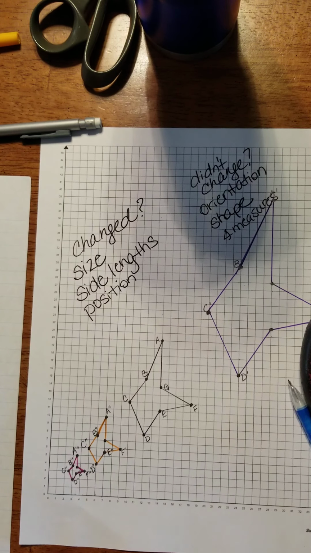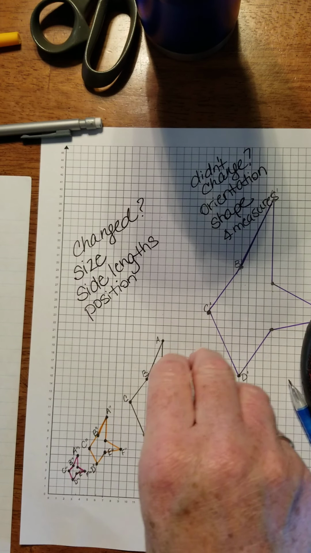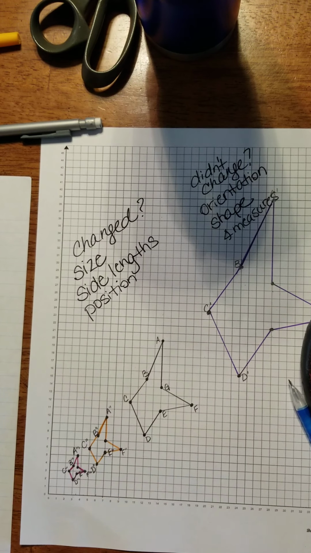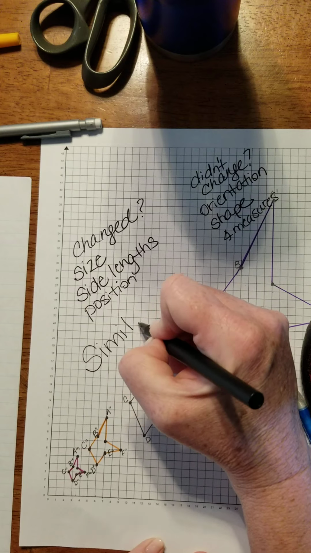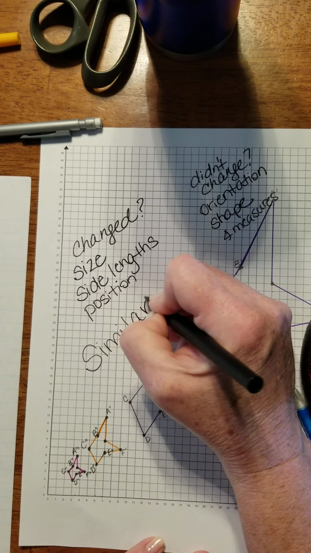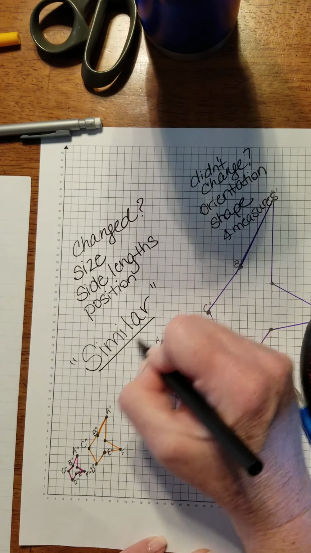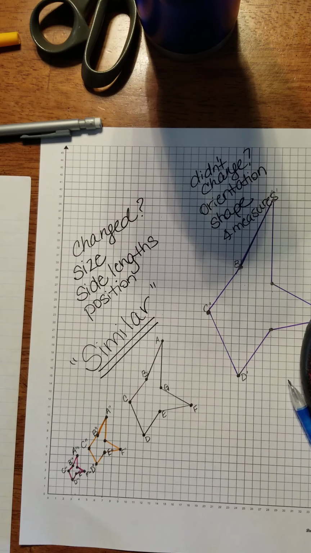We call these shapes that are the same shape but a different size, we say that they are similar. That's a word that we use in the English language a lot. But in math, it has a very specific meaning. We can say that people are similar, or other things are similar, or someone's outfit might be similar. But in math, it has a very specific meaning.